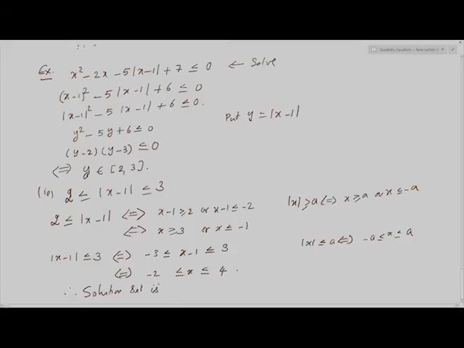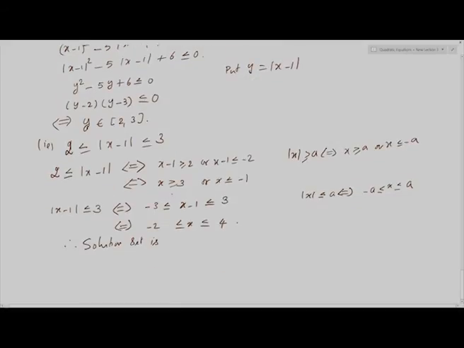Now we have to write the common domain. Either x is greater than or equal to 3 and x is less than or equal to 4, or it is lying between minus 2 and minus 1. Therefore, the solution set will be from minus 2 to minus 1, because x is less than or equal to minus 1 and x is greater than or equal to minus 2. This interval union, and x is greater than or equal to 3 and x is less than or equal to 4, therefore it is 3 to 4. So, this is the complete solution set.